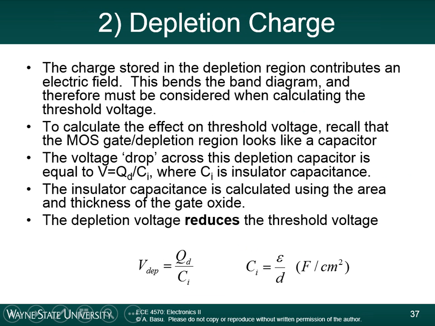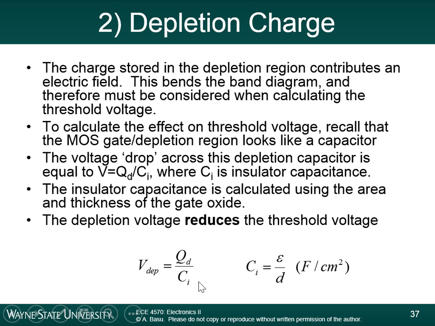The second term is the depletion charge term. The charge stored in the depletion region contributes an electric field. This bends the band diagram and therefore has to be considered. To calculate the effect on threshold voltage, recall that the MOS gate depletion region looks like a capacitor. There's positive charge and negative charge, and the voltage drop across the depletion capacitor is V equals Q divided by C.